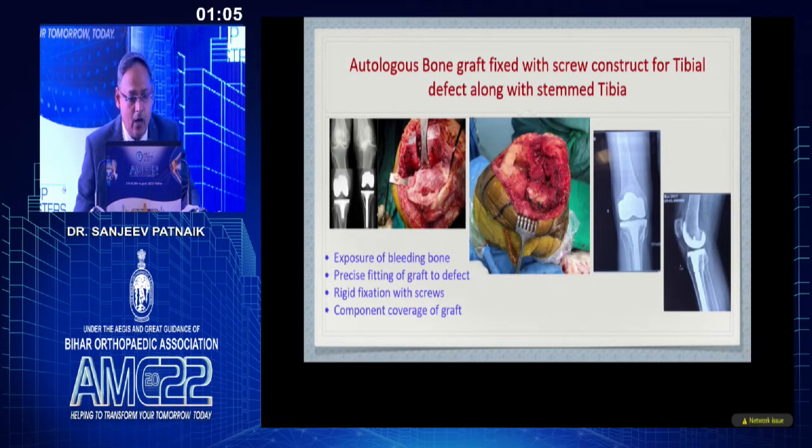Now these are examples of autologous bone graft fixed with screw construct for tibial defect with a stem tibia. Exposure of the bleeding bone has to be there, precise fitting of the graft, and rigid fixation with screws is required, and component coverage by the graft.